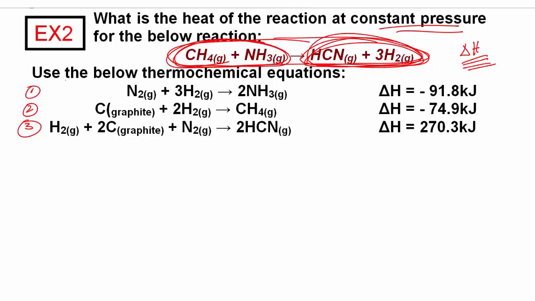The reaction 1, I want to flip and divide by 2 because I'm looking at that ammonia. It needs to be on the reactant side and a 1 out front. So if I flip it and divide by 2, I'm going to have NH3 goes to 1/2 nitrogen and 3/2 hydrogen. And if I flip my delta H, negative 91.8 becomes positive 91.8. Divide it by 2, I get 45.9.